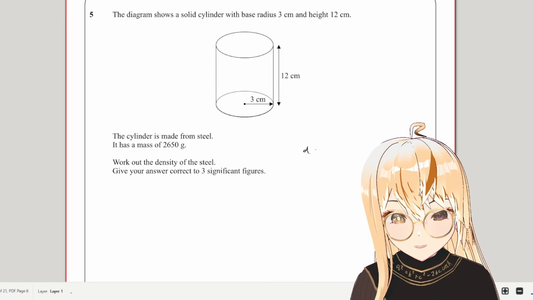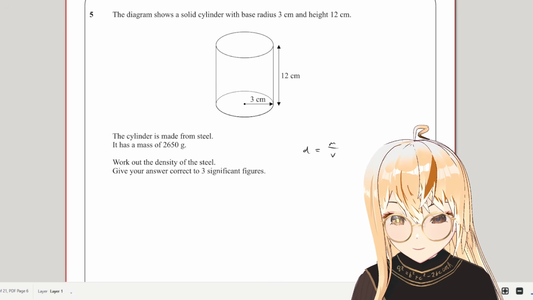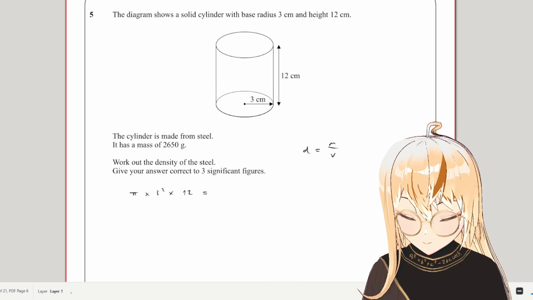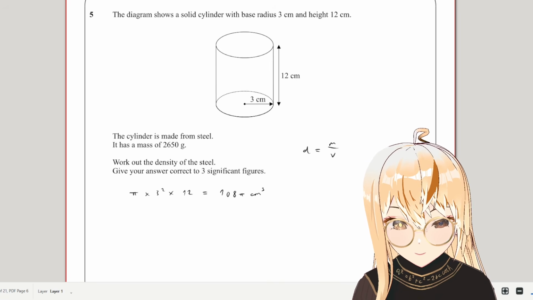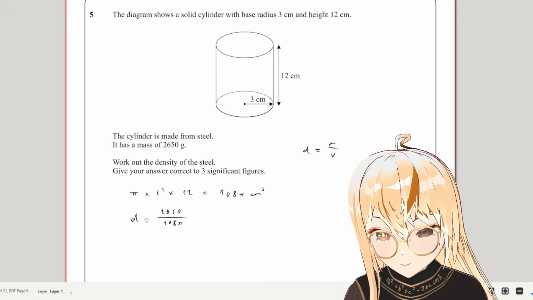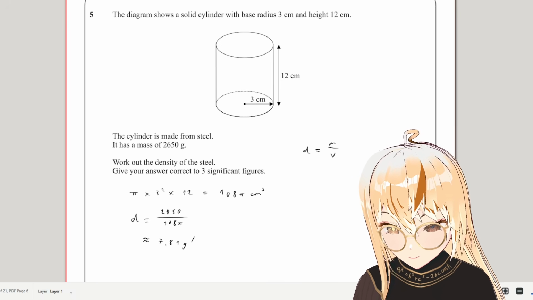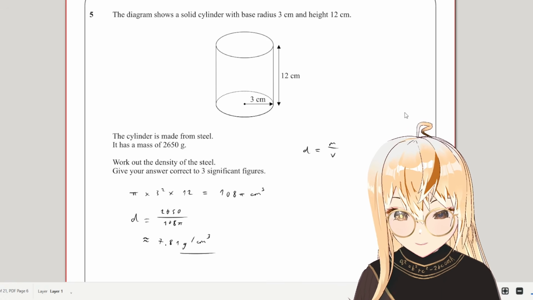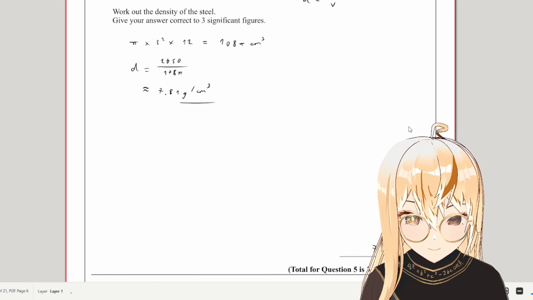So density is mass over volume. We know the mass, so we just need to get the volume. And that'll just be the pi r squared times h, which is 108 pi centimeters cubed. So our density would be mass over the volume, which is about 7.81 grams per centimeters cubed. And you need to make sure that the units are correct. Fortunately it was, but probably should check next time.